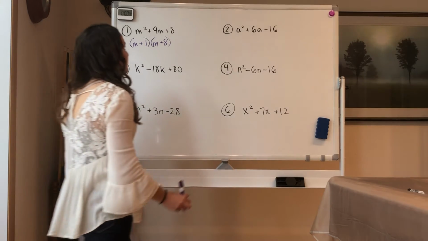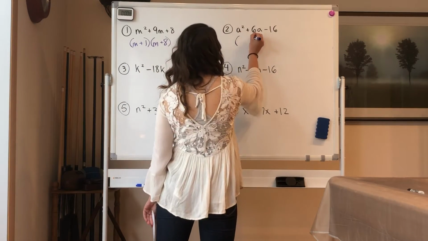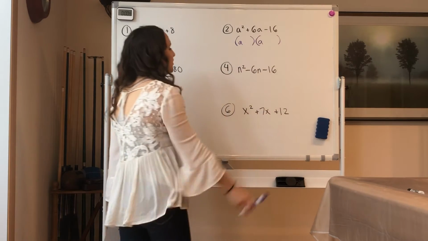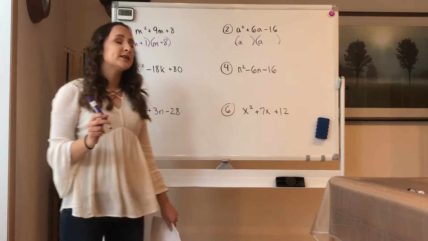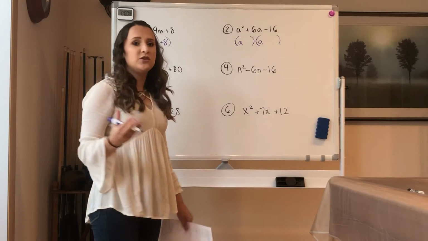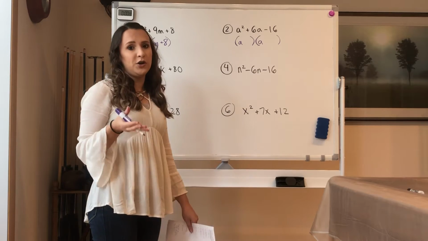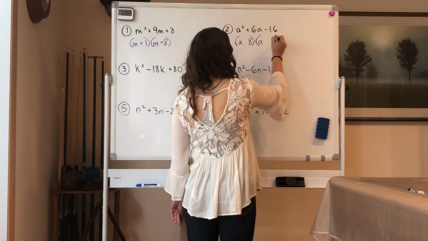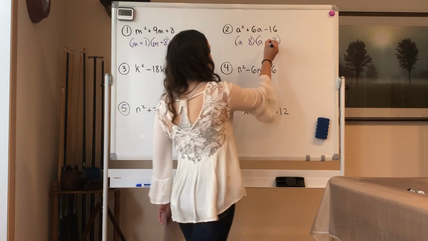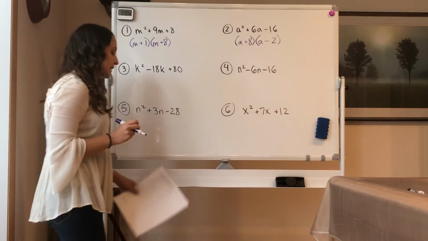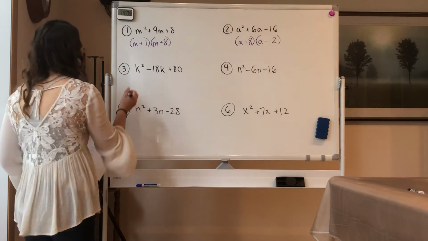Okay, next, number 2. Make two sets of parentheses, a and a. What two numbers multiply to negative 16 and add to 6? Okay, so 8 and 2 is what I'm thinking of. You just have to figure out where you're going to put the negative. So I know it's 8 and 2, and it's going to be negative 2 and positive 8 because I want to make a positive 6.